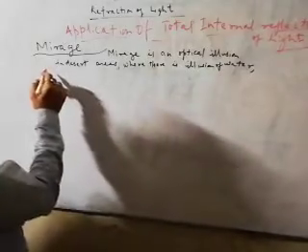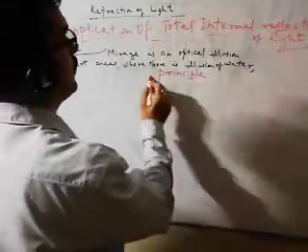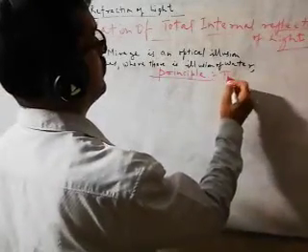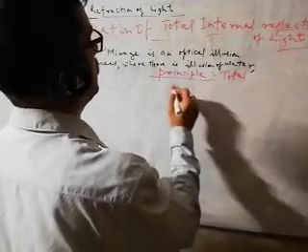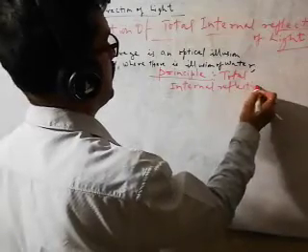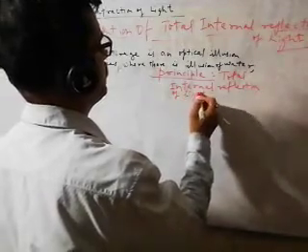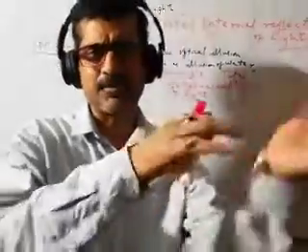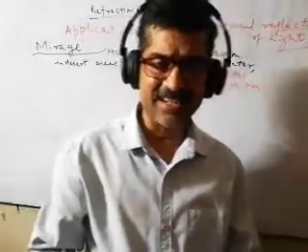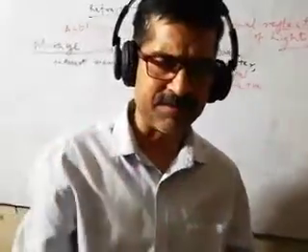So we can say the principle is total internal reflection of light. What is this total internal reflection? When light travels from a denser to a rarer medium, if the angle of incidence at any point is more than the critical angle, it will be reflected back into the same medium. That is total internal reflection.